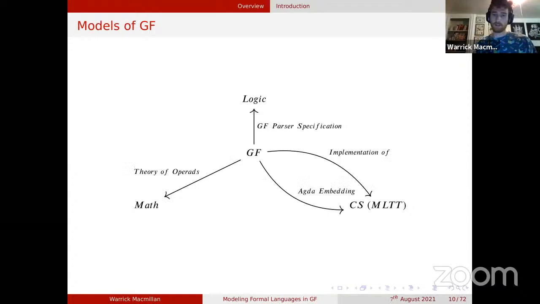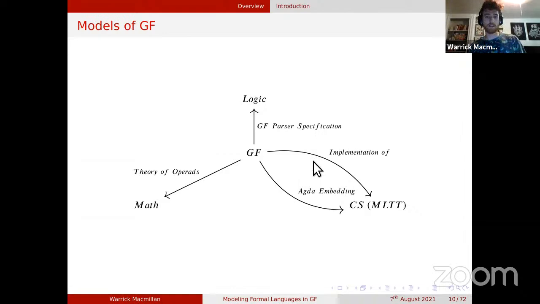And then, from the other direction, we can say, how do we understand GF from these three perspectives? How do we construct a model of GF in these three perspectives in some sense? And there's this whole theory of operads, which is like categories with multiple in and out boxes. The parser specification for GF is given at a high level via inference rules. So in some sense, you could say that the parser specification is a model of GF in some logic.